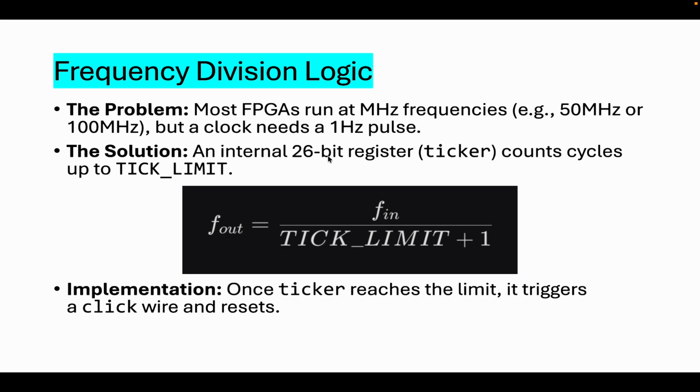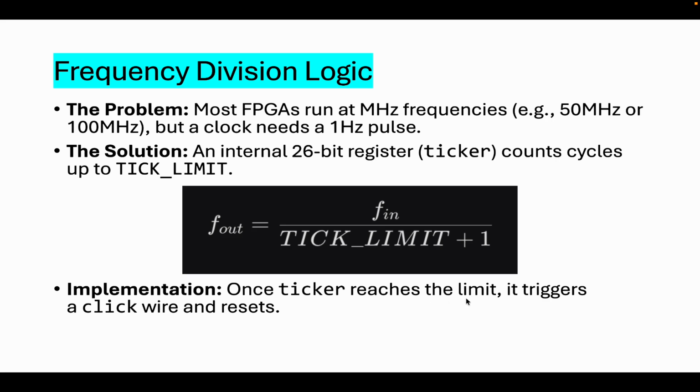An internal 26-bit register, the ticker, counts cycles up to the tick limit. The tick limit here will be, if you have 50 megahertz, around 499999. We'll be discussing that while we discuss the code. F out means the frequency that you need to get as an output, that is the 1 hertz pulse. You have F in divided by tick limit plus 1. This is the formula.